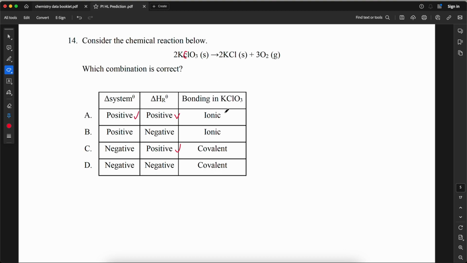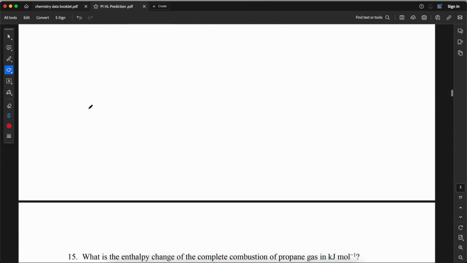And what about ionic? You know, KClO3. These ions form a crystal lattice structure. So it is formed in an ionic structure. So the answer is A.